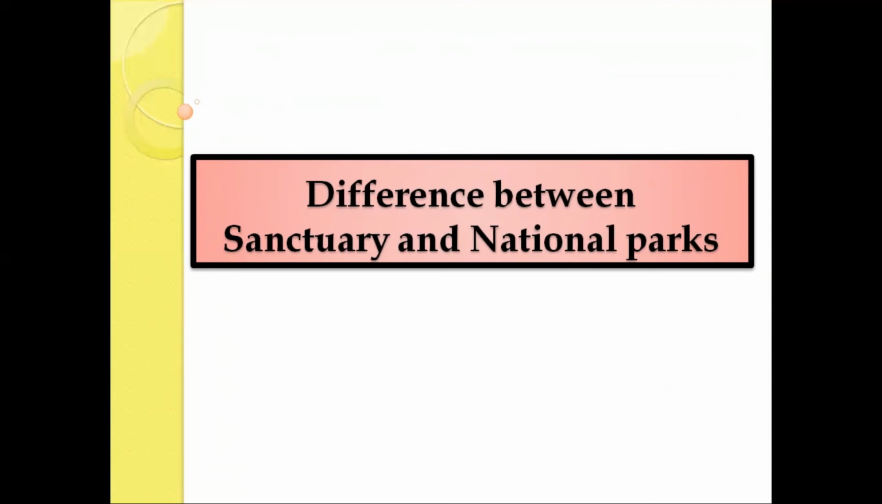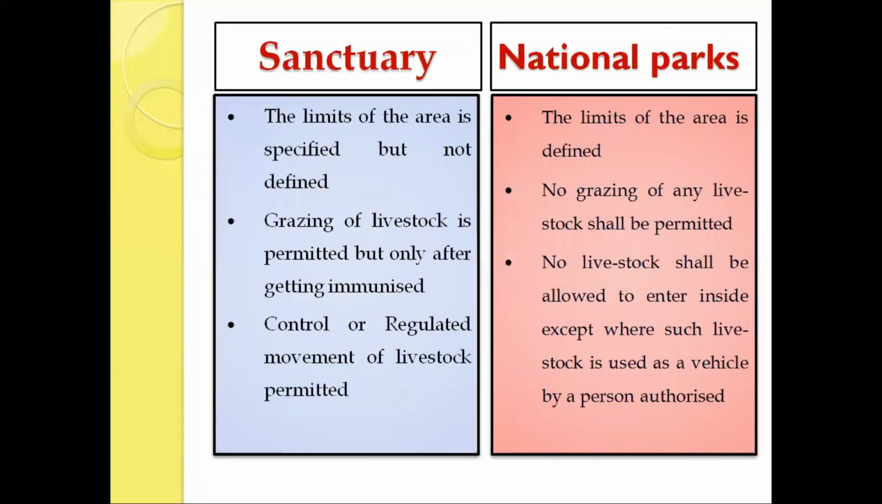Next, we will see the difference between a wildlife sanctuary and a national park. In a sanctuary, the limit of the area is specified but not defined. But in case of a national park, the limit of the area is defined, or in other words, the boundary is defined. In a sanctuary, grazing of livestock is permitted, but only after getting immunized. Whereas in a national park, no grazing of any livestock is permitted.